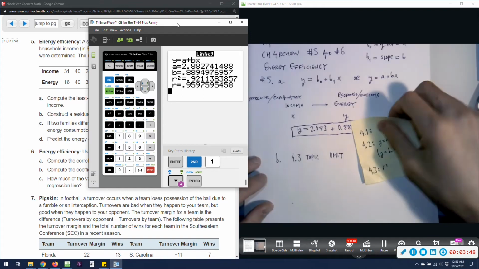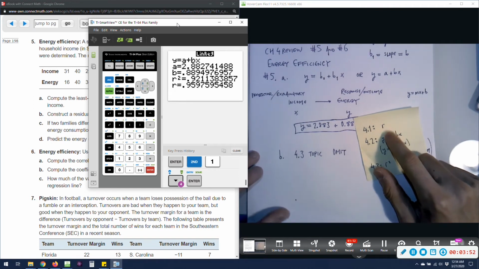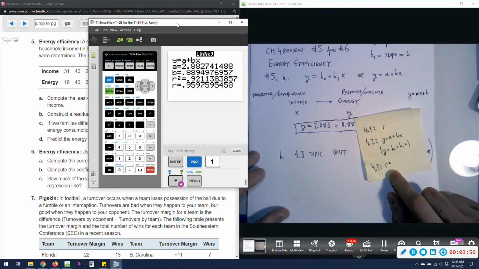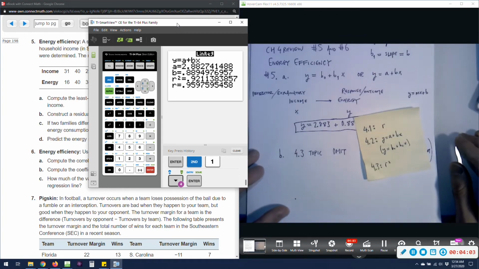So 4.1 we talked about R. This is the sample linear correlation coefficient. 4.2, this is the least squares regression line. And then 4.3, this extra credit topic is the coefficient of determination. These are all good when the scatter plot looks like a line.